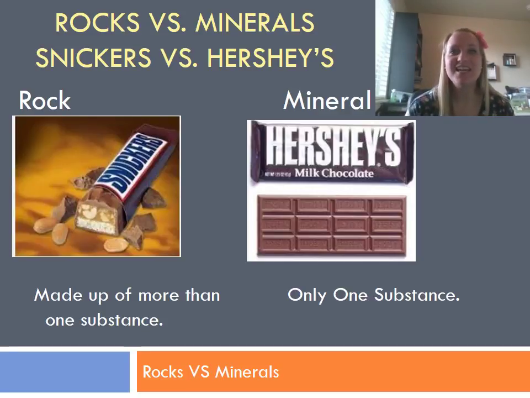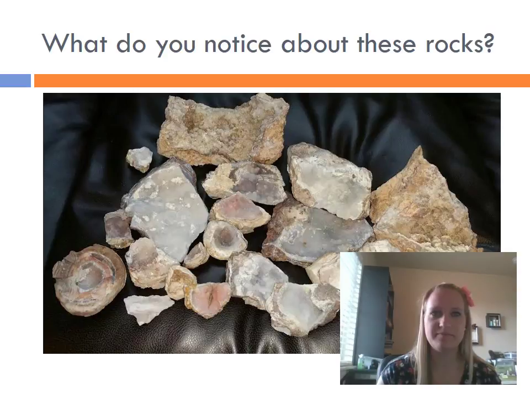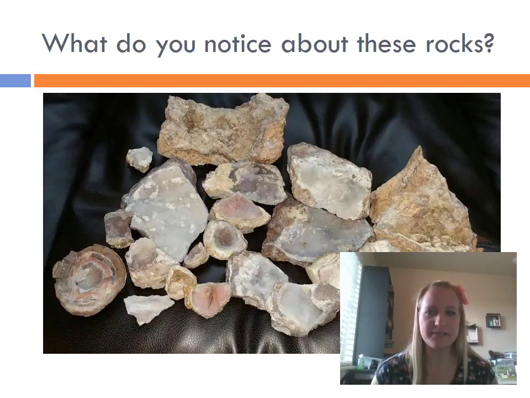So you can just think of rocks as made of more than one thing, at least 2 substances, and minerals as made of just one substance. So what do you notice about these rocks here?